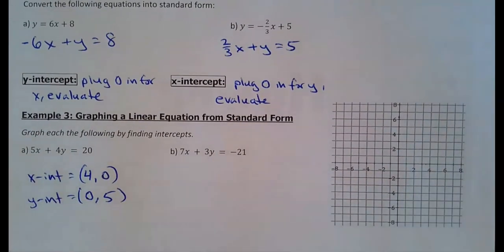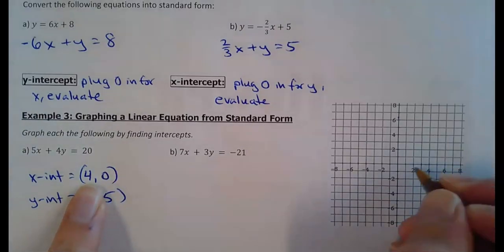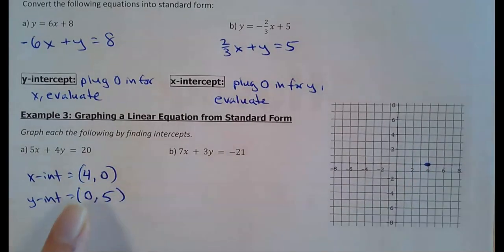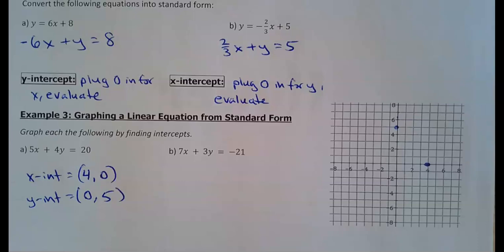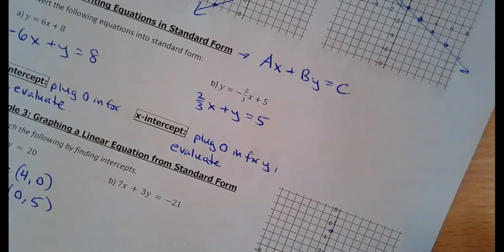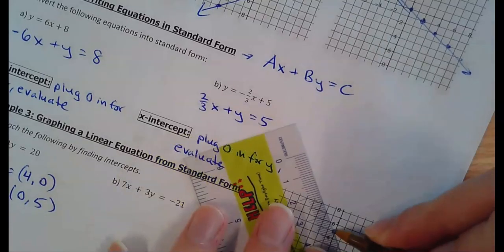And we said earlier, in order to graph a linear equation, you just need a minimum of 2 points. We said 2 is good, 3 is better, but 2 is the minimum. Why have 2 points? So if I go to (4, 0), and then (0, 5), and then I connect those 2 points, that's a linear equation. I don't trust myself, so I'm going to use a ruler.